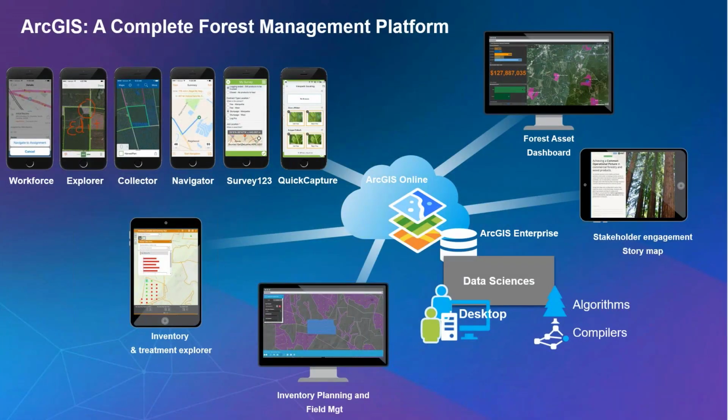Most of you know ArcGIS as desktop software. ArcGIS Desktop is the most common way forestry companies have traditionally used Esri software. But take a look at the entire platform. Desktop is just a very small part of it. ArcGIS can be used to configure web maps and apps with specific views for different personas in your organization, such as viewing inventory on a web map, a forest asset dashboard, or even a stakeholder engagement story map. If you have a desktop license, you already have access to all of these things. Today, we're going to focus on the field mobility part of the forest management platform.